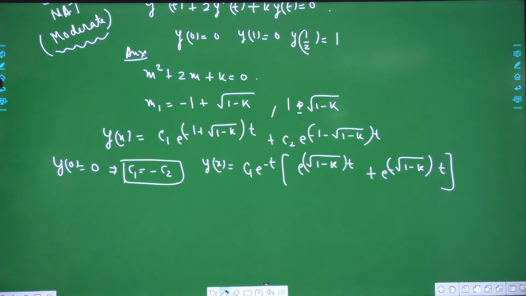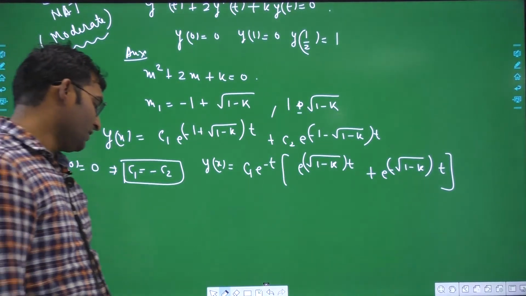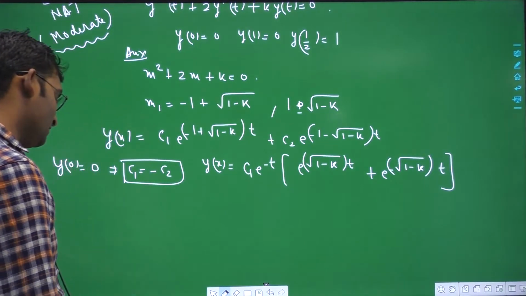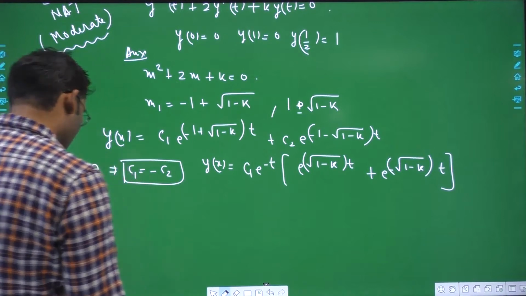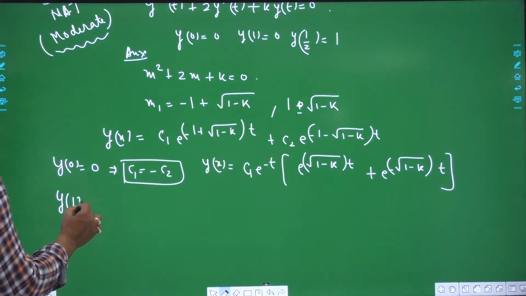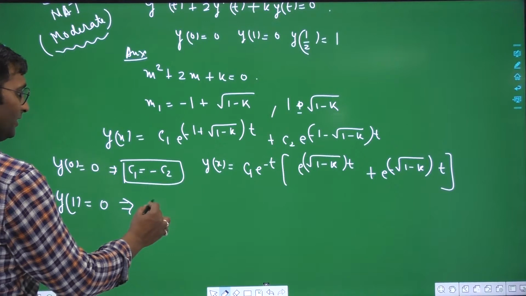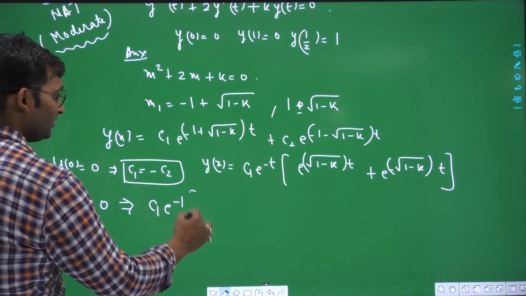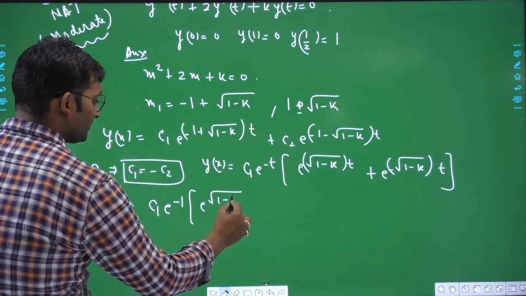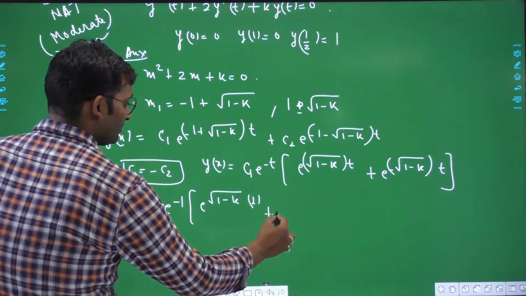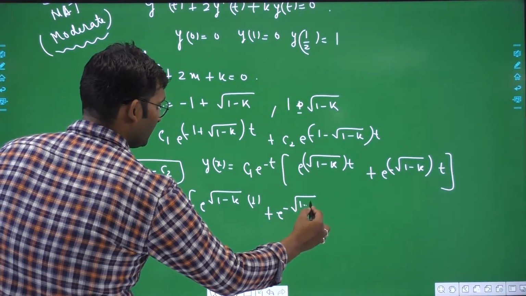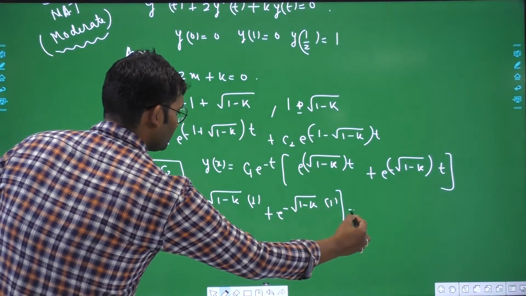Now, we will have to use the further conditions that are given as well. So what further conditions are given? Let us assume that if y(1) is given to be equal to 0, what does it imply? It implies c1 e to the power minus 1 times e to the power root over 1 minus k times 1 plus e to the power minus root over 1 minus k times 1 is equal to 0.